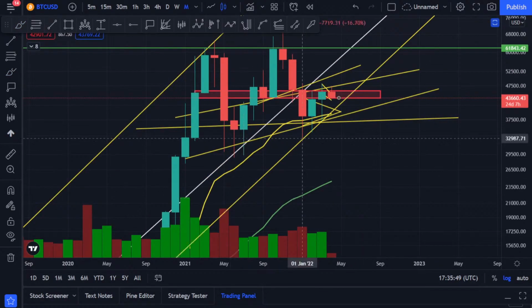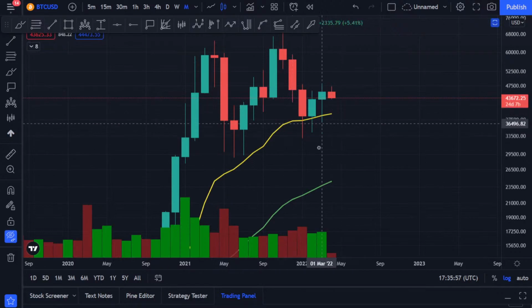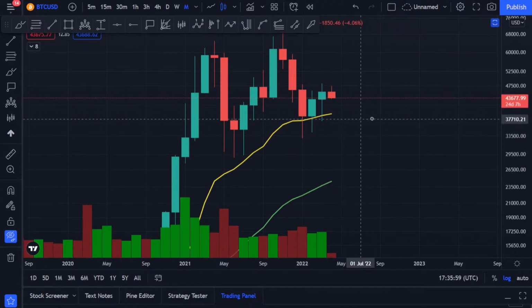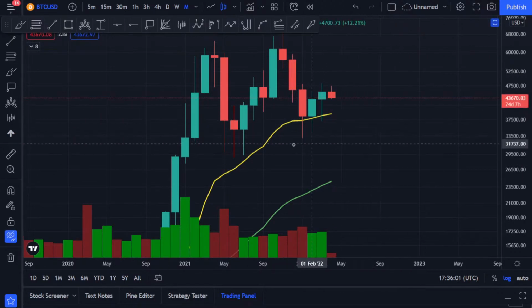Okay, but still, we are in this formation, and this is a bullish formation. You still want to keep going up slowly and stay above the 20 moving average. As long as you're above the 20 moving average, you're making bullish patterns, and you're still in a bull market.